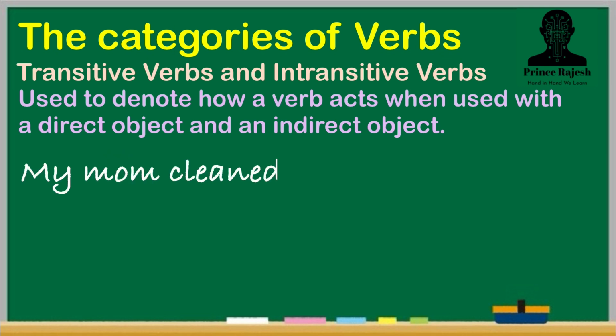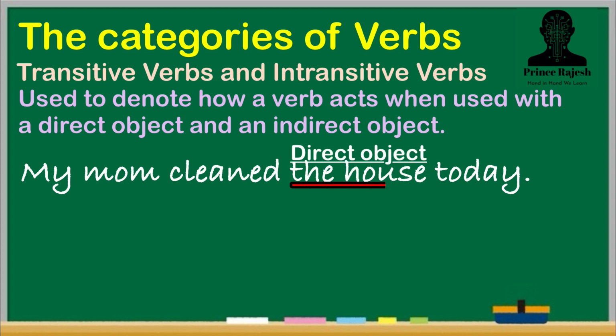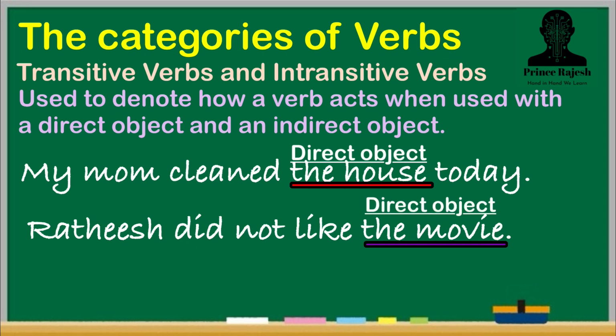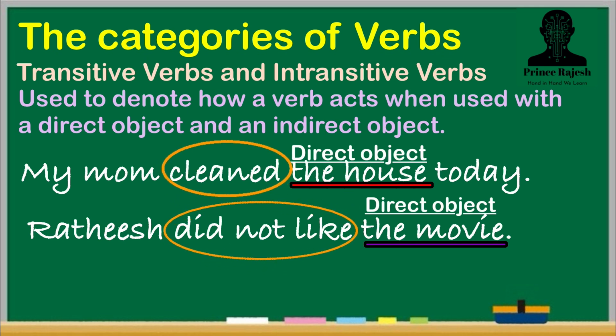My mom cleaned the house today. Here the direct object is the house. Ratish did not like the movie. Here the movie is the direct object. In these two examples, the verbs cleaned and did not like take a direct object and no indirect object.